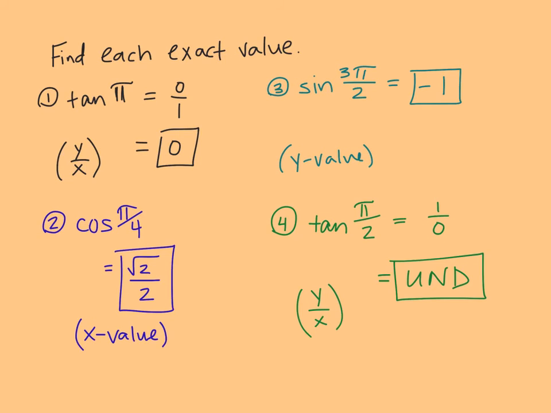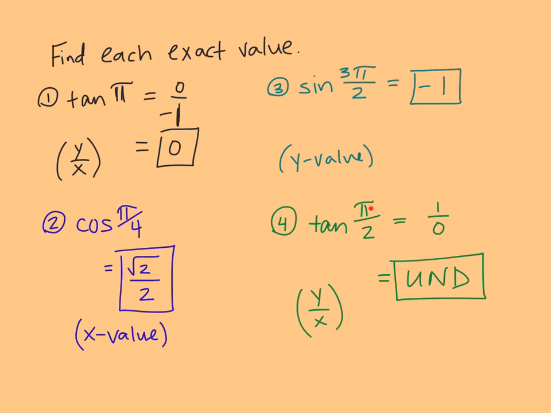So I want to take a look at 1 and 4 and explore the difference. At pi, and I wrote this wrong, I'm sorry, the x value should be -1, my bad. There. At pi, the y value is 0 and the cosine's -1. And therefore 0 over anything, so long as it's not 0, is 0. That's your answer. Don't write it as a fraction, it's 0.